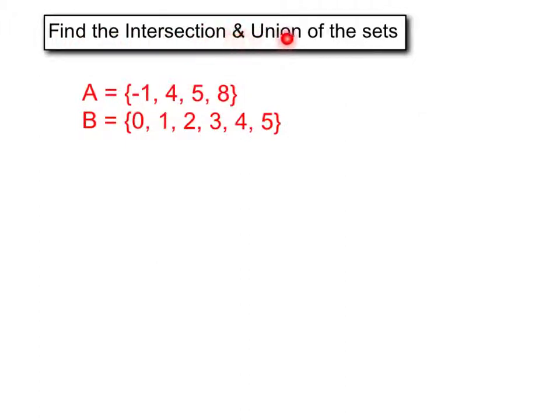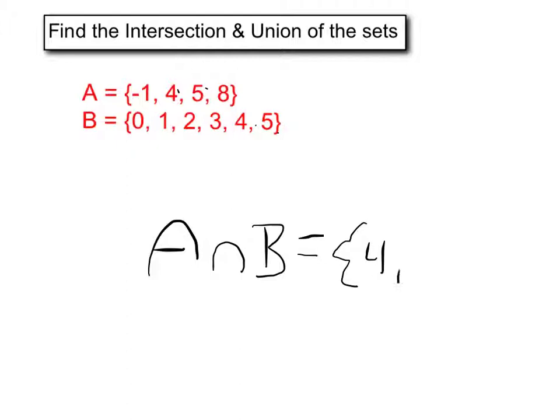Find the intersection and union of the sets. Okay, let's walk you through this problem. First, let's find the intersection. Now, to find the intersection, we look for numbers that are the same, like 4 and 5 in these sets. Then, to set up the answer, we put the labels of the sets with the intersect symbol in between them. Then we put the equal sign and put 4 and 5 in brackets. We do this because the numbers are alike in both sets. That is why we are grouping them together.